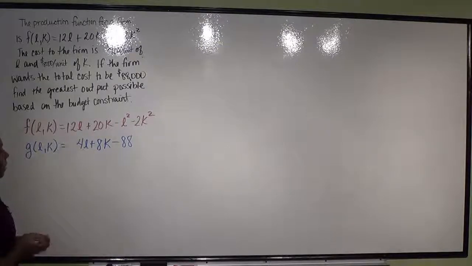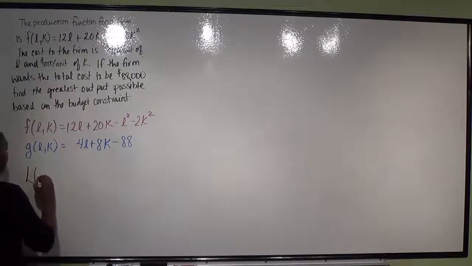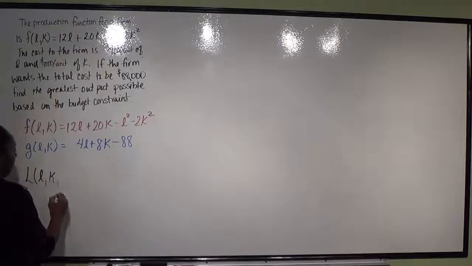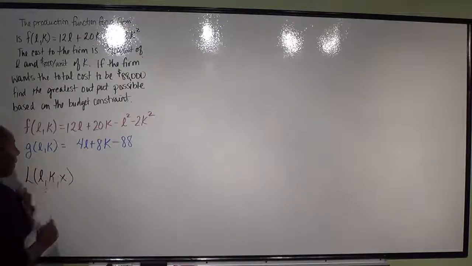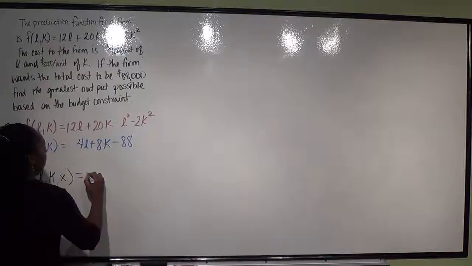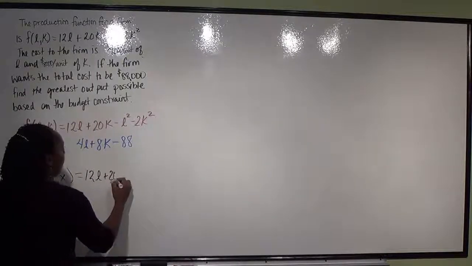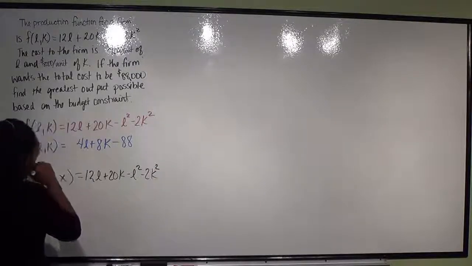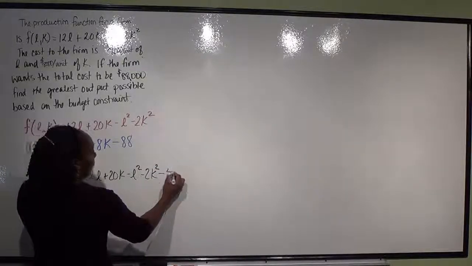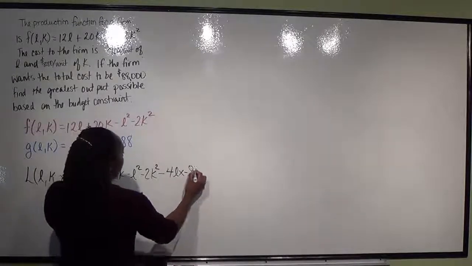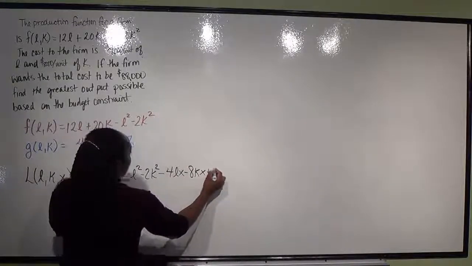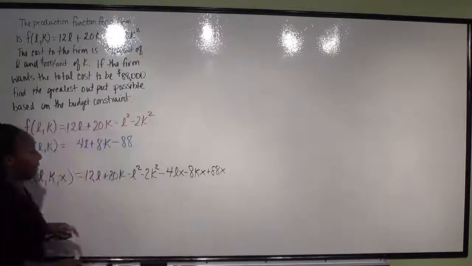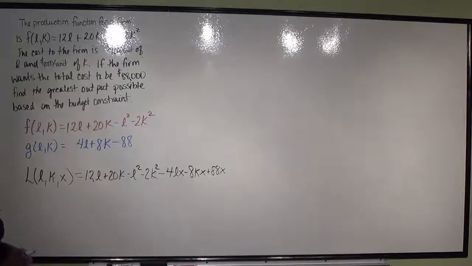Okay? So this is going to give me my Lagrange equation. So my capital L of L, K, lambda. And again, if you don't like lambda, pick some other letter. So L of L, K, lambda is going to look like 12L plus 20K minus L squared minus 2K squared minus 4L lambda minus 8K lambda plus 88 lambda. Okay, so there's my Lagrange equation.